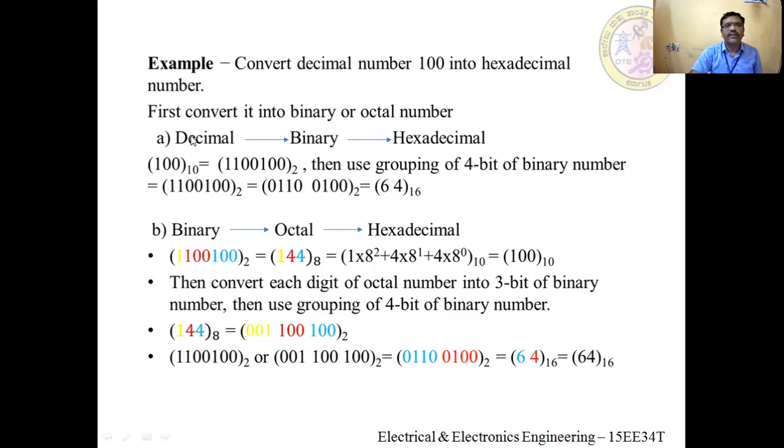So therefore what is the final answer? What is the given number? 100. 100 is the decimal number. So what is the final answer? 64 is the hexadecimal answer. So 100 decimal is converted to 64 hexadecimal. So this is the binary to hexadecimal. This part will be explained in the next session.